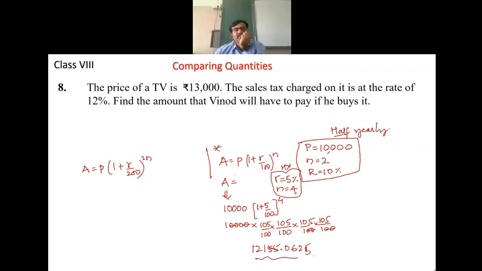Shobhan, you can try this. You get this. This is the amount. Amount minus principal will give compound interest. Yes, sir. We'll find it.